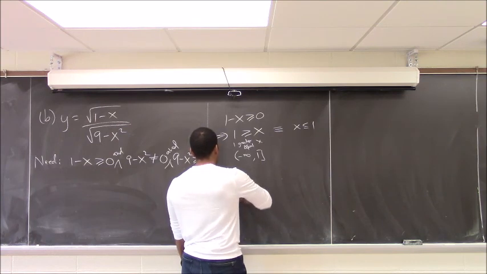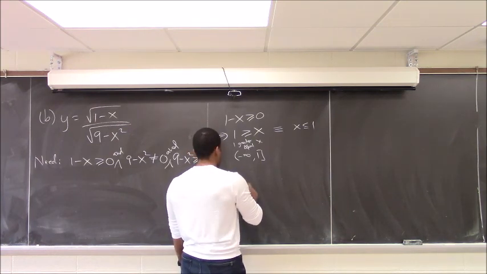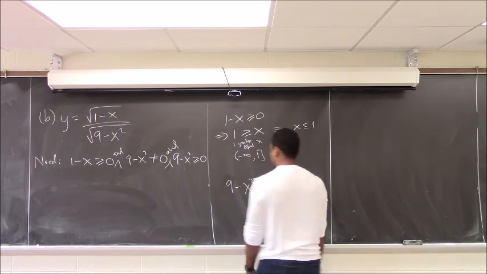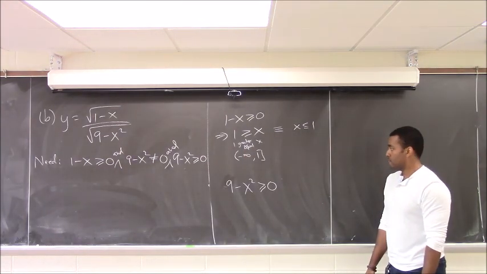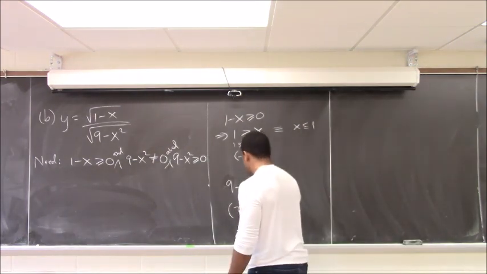Now, what would it mean to say that 9 minus x squared is greater than or equal to 0? How do I solve that? Factor, right? Same as last time.